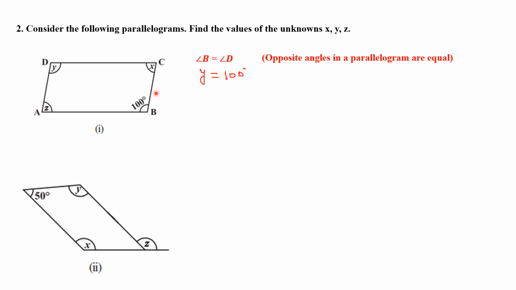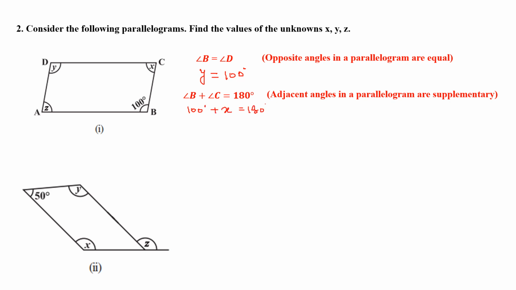Now, if you see here angle B and angle C, both the angles are adjacent angles. And we know that in a parallelogram, the adjacent angles are supplementary. It means the sum will be 180 degrees. So from here, I will calculate the value of x. I can write here 100 degrees plus x is equal to 180 degrees. So the value of x will be 180 degrees minus 100 degrees, which gives me the value of x as 80 degrees, right?